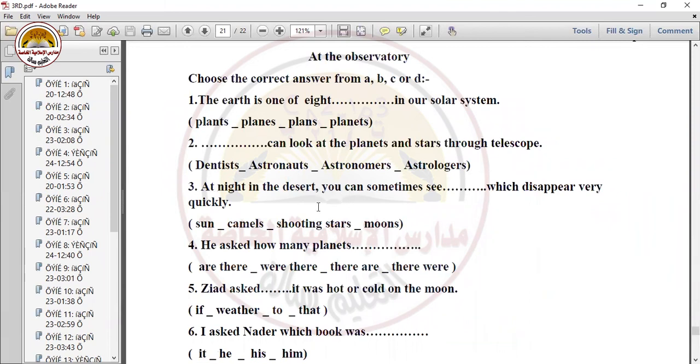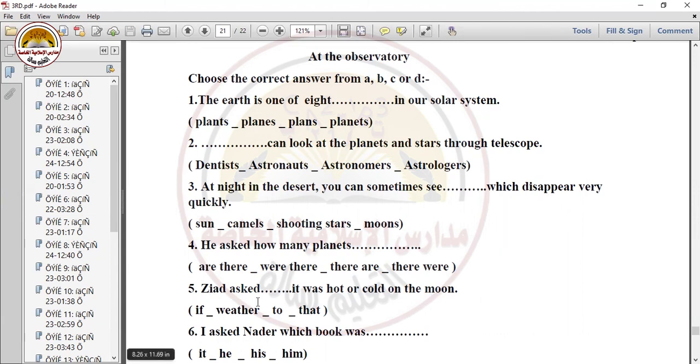Number two, astronomers can look at the planets and the stars through a telescope. Yes, astronomer. Number three, at night in the desert, you can sometimes see shooting stars which disappear very quickly. Camel, shooting stars, moon. Yes. Number four, he asked how many planets there are, were there. The reported question, we will talk about it in the next session. If we report a question, we change the question to a statement. Remember, بنغير السؤال لجملة. There were. Very good. Yes, it changes the tense and it changes the question to a statement.